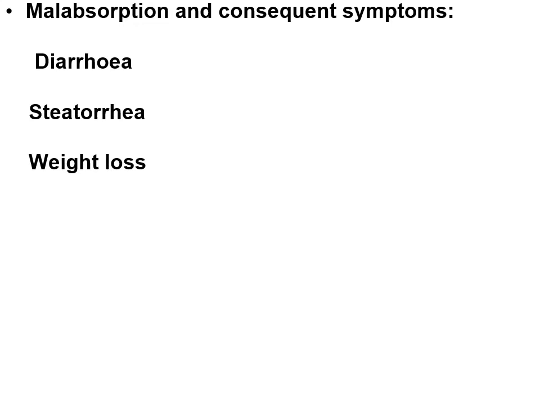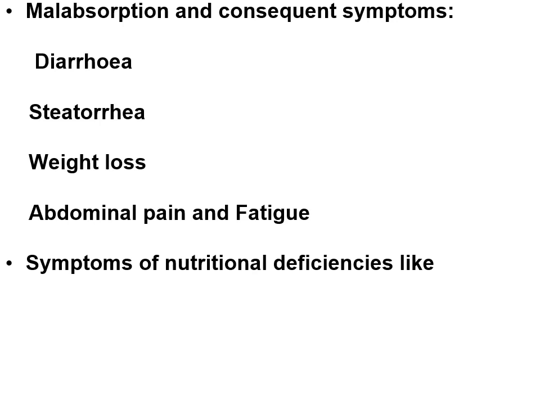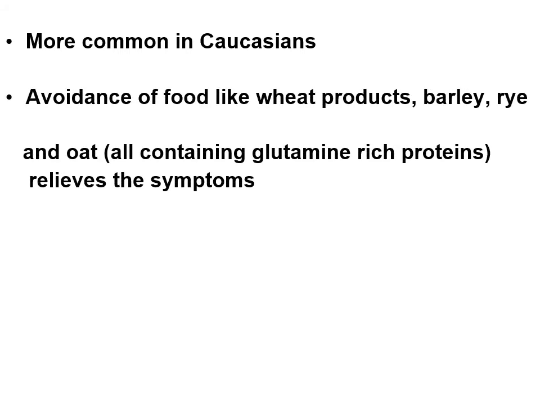Now because of this, there is malabsorption and consequent symptoms like diarrhea, steatorrhea, weight loss, abdominal pain and fatigue, and symptoms of nutritional deficiency like anemia and bone abnormalities. This is more common in Caucasians, and if you avoid food like wheat products, barley, rye, oat, etc., which contain gluten, it may relieve the symptoms.